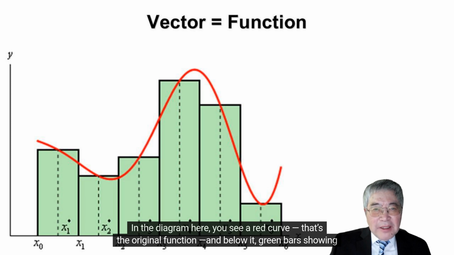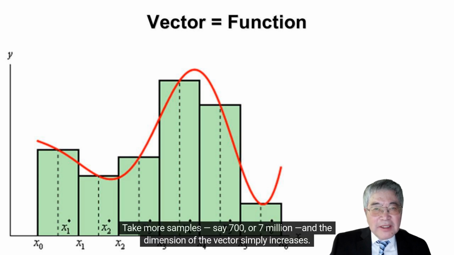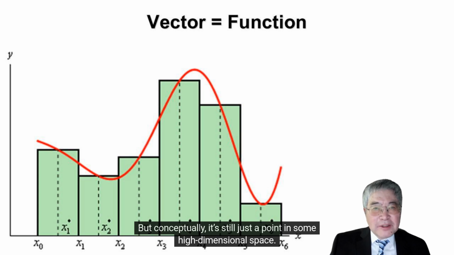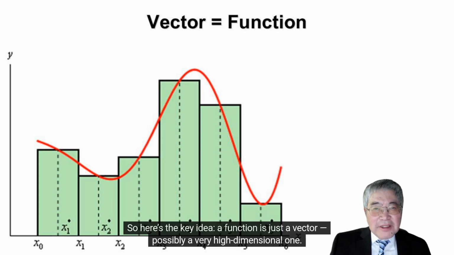In the diagram here, you see a red curve, and that's the original function, and below it, green bars showing sample values. If we sample the function at 7 locations, we can think of those 7 values as a 7-dimensional vector. Take more samples, say 700 or 7 million, and the dimension of the vector simply increases. But conceptually, it's still just a point in some high-dimensional space. So here's the key idea. A function is just a vector, possibly a very high-dimensional one.